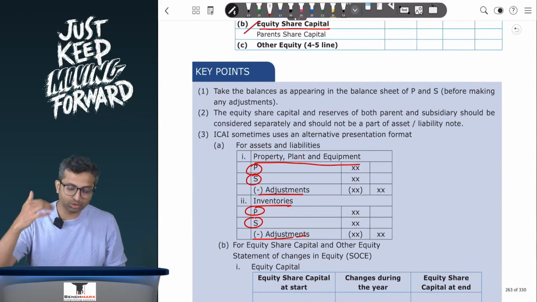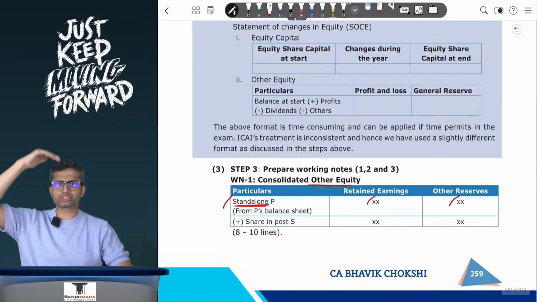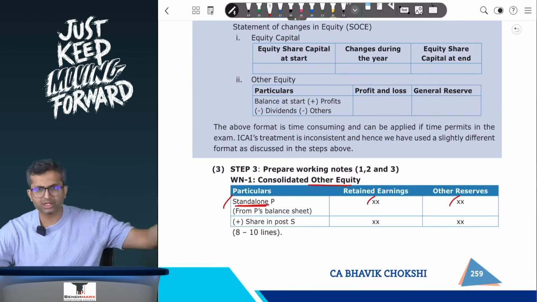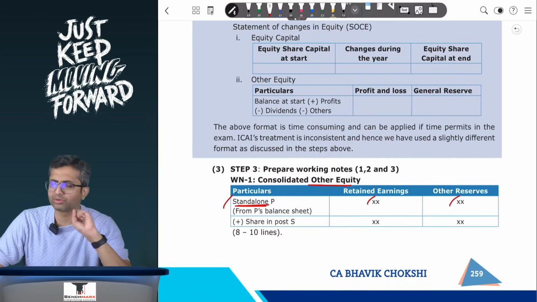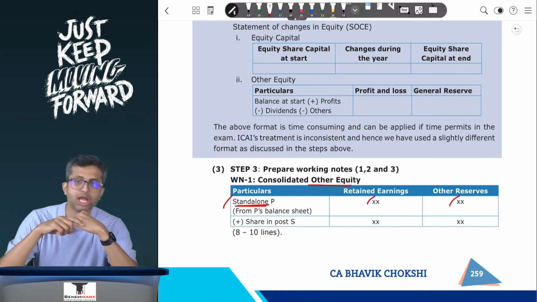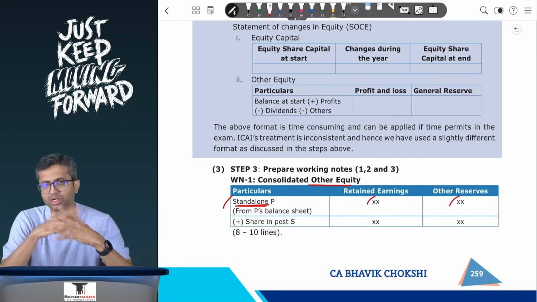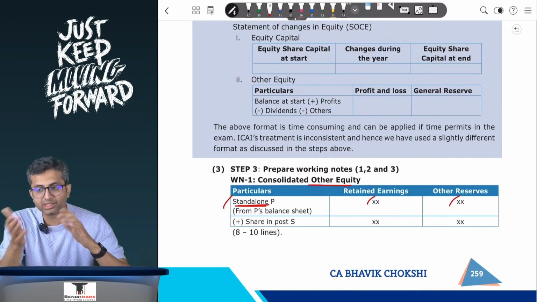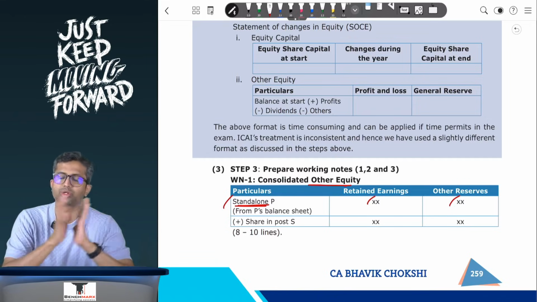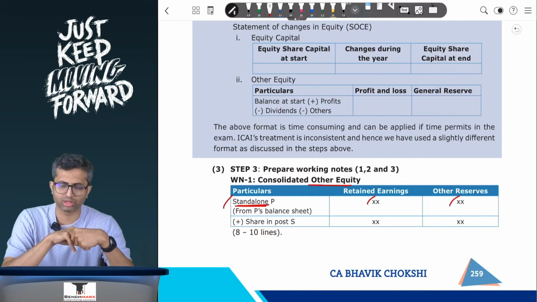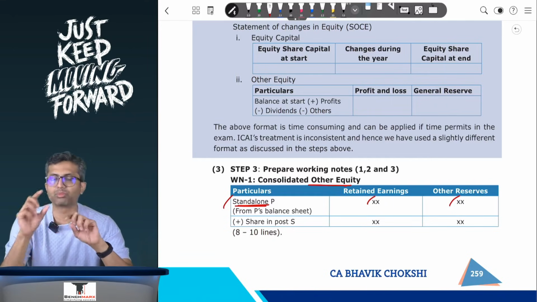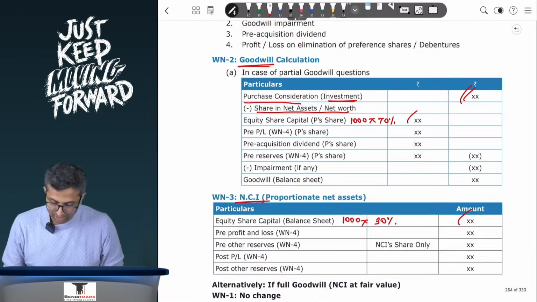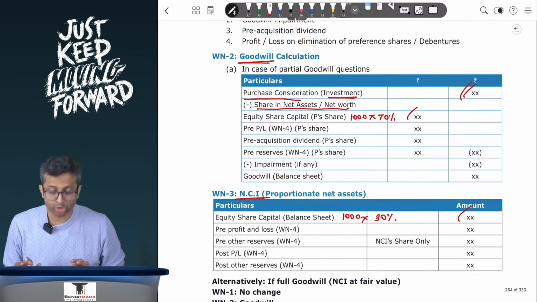So you will prepare the notes, then you prepare these 3 working notes. Working note 1, starting with standalone P&L or the standalone reserves of the parent. Working note 2, starting with the purchase consideration or investment, as the case may be, and working note 3, where you start with the non-controlling interest. You see the question and figure out, before you do working note 3, whether it is a proportionate net assets method question or a fair value question. Both of them have slightly different formats in working note 2 and 3, so you need to be a little careful.